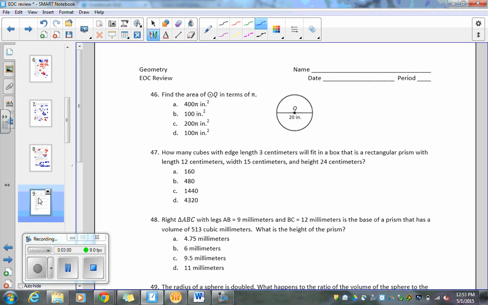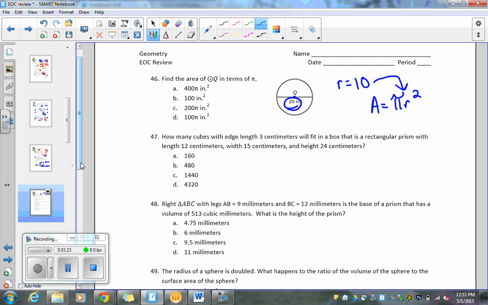All right, question number 46. Find the area of circle Q in terms of pi. My diameter is 20 inches, so that means my radius would be 10. And my formula for area is pi r squared. So take 10, plug it into there, and see which one it is.